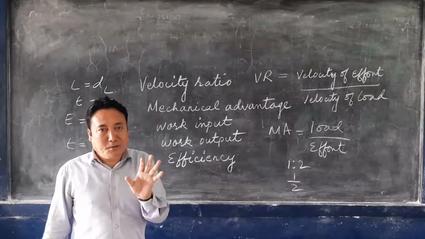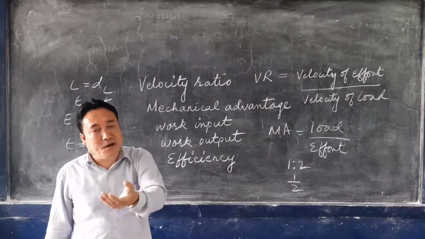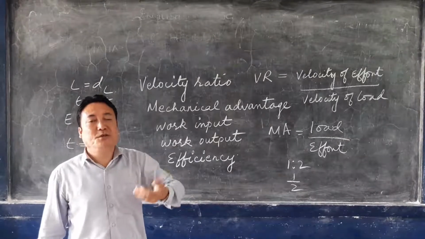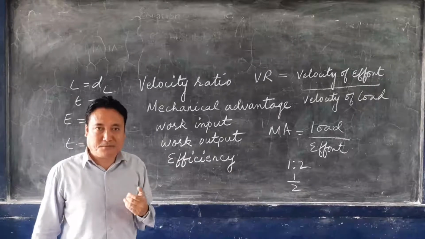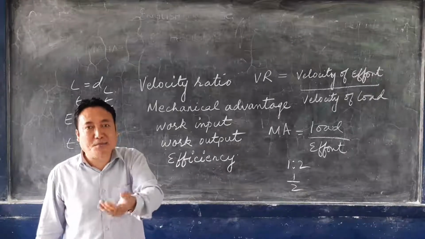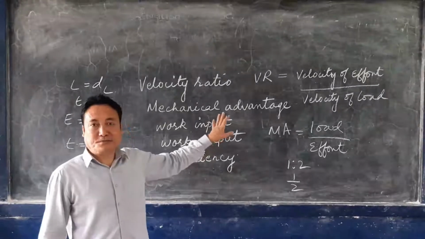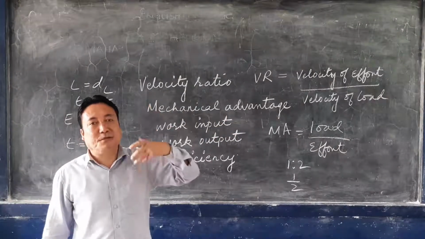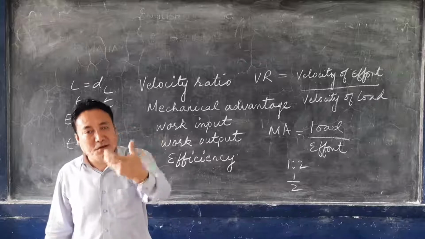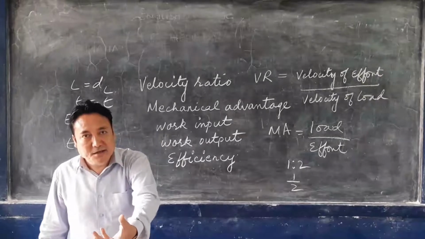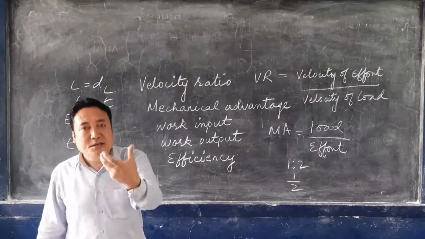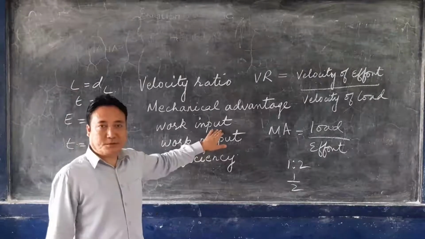Now, work input means the work done on the machine. In order to make the machine work, first of all we will apply a force on the machine. That force which is applied on the machine is the work input. So in order to lift the vehicle, first of all we will apply the force on the jack, and that force when you put on the jack is the work input.